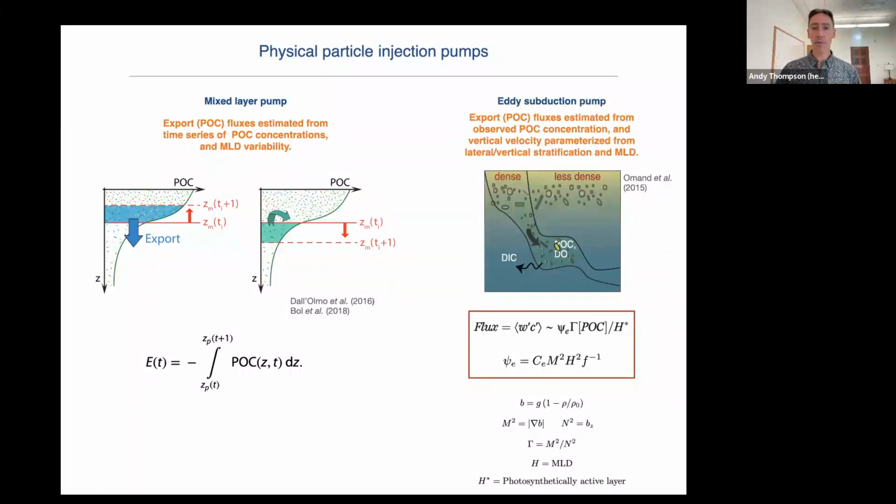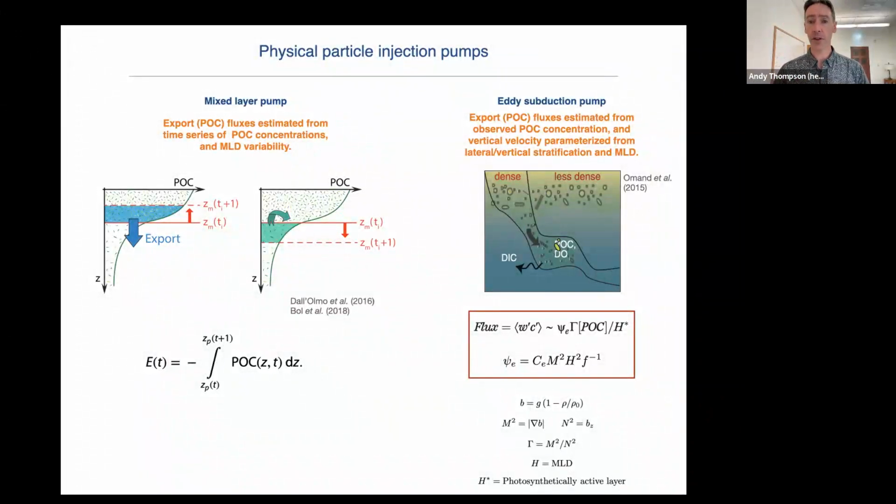The eddy subduction pump is a little bit more complicated because unlike the mixed layer pump, which you can think about as a one-dimensional process, the eddy subduction pump takes into account the idea that you can have upper ocean density gradients, and one needs to know something about the horizontal variability of both the upper ocean density and the distribution of, for example, POC. But we do have ways of estimating.